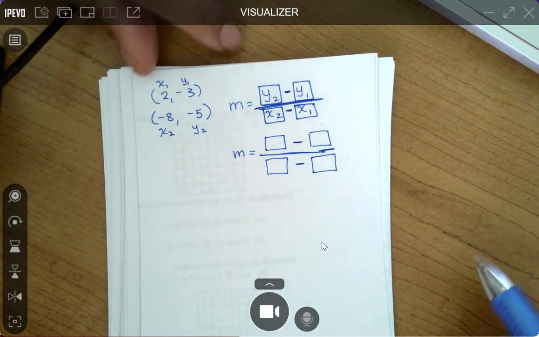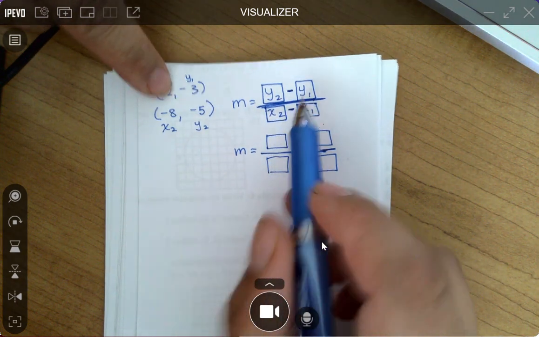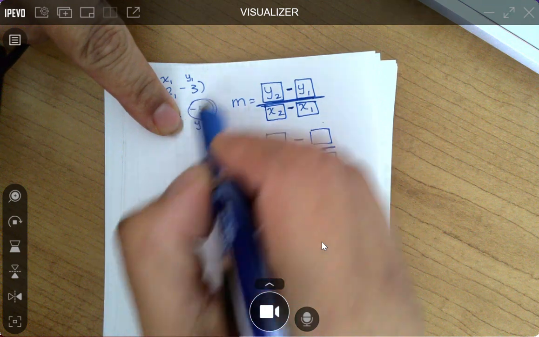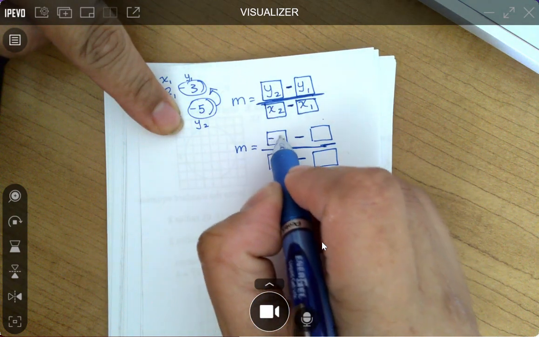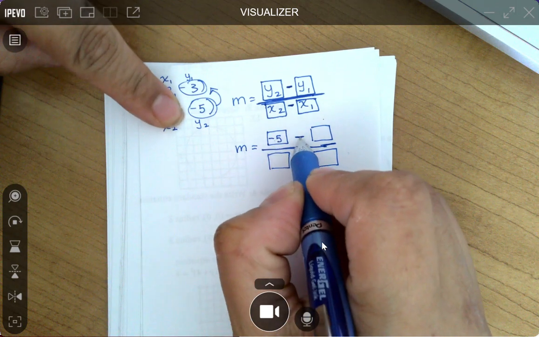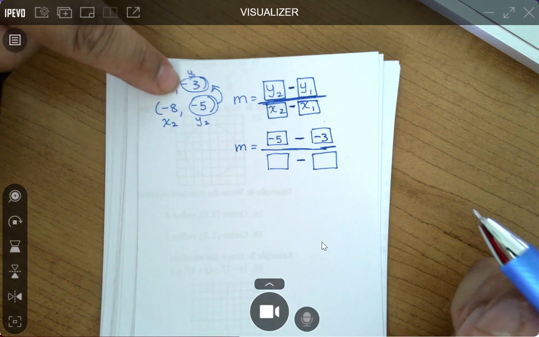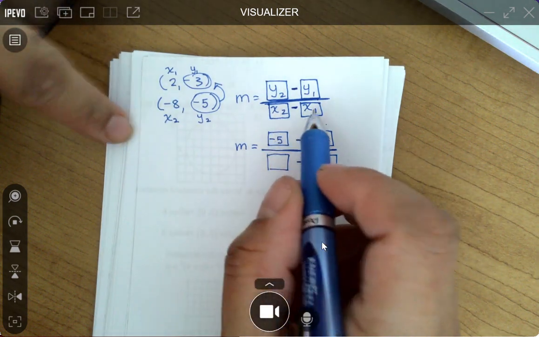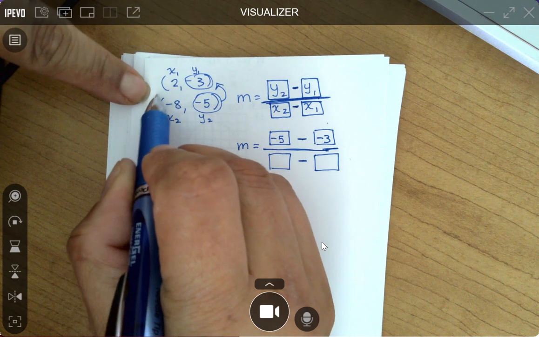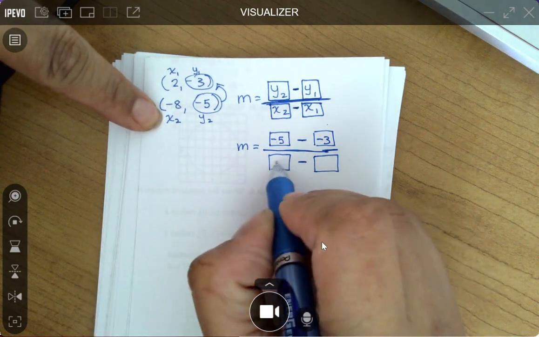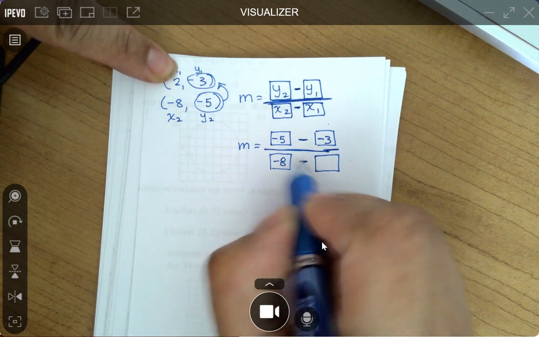Okay, so we know that we need the y2 and the y1. So y2 is this one, and this is y1. So we need to do -5. That's already there, and then we're going to subtract -3. Then we need to do x2 minus x1. So we'll need to take this -8 and subtract 2. So -8 goes in the first box. And we're going to subtract, the subtraction sign is right here, the 2.